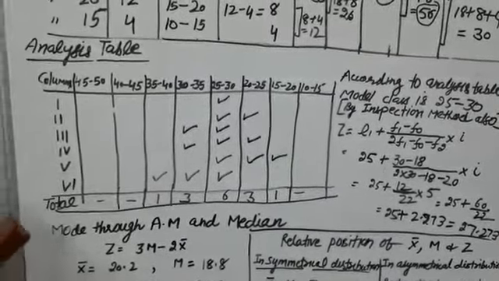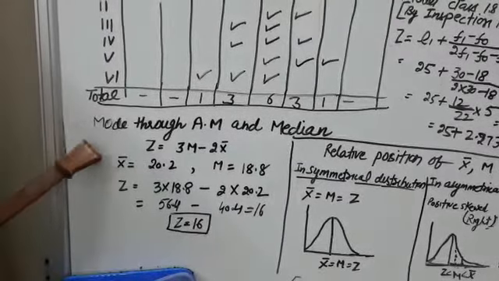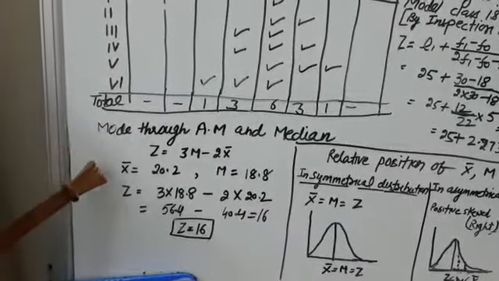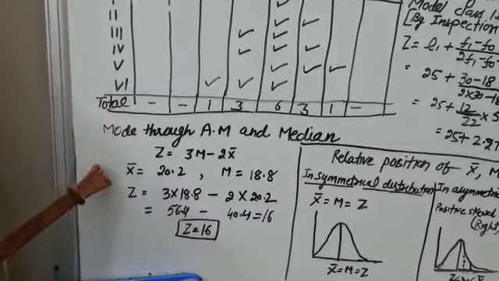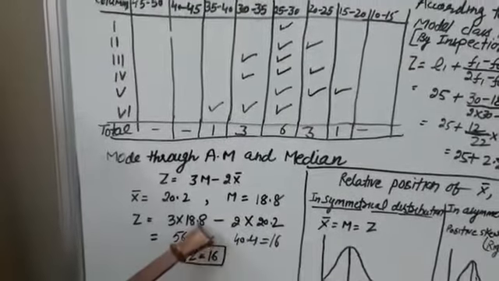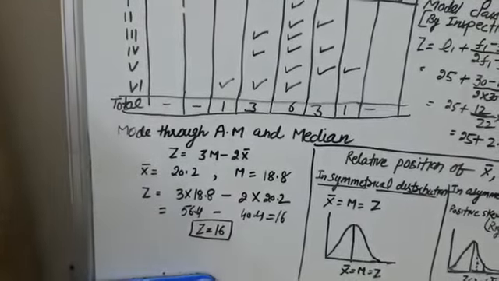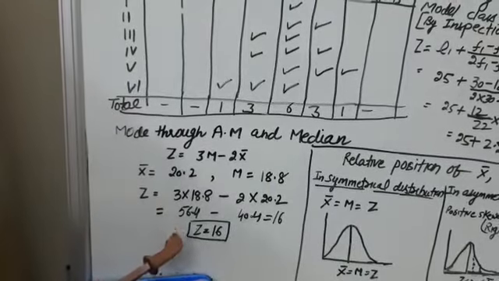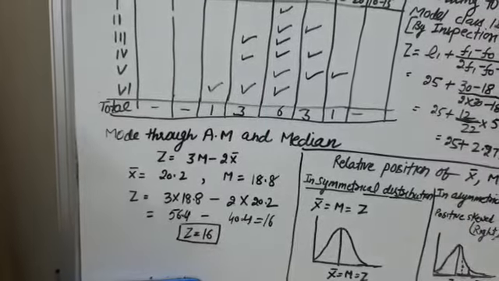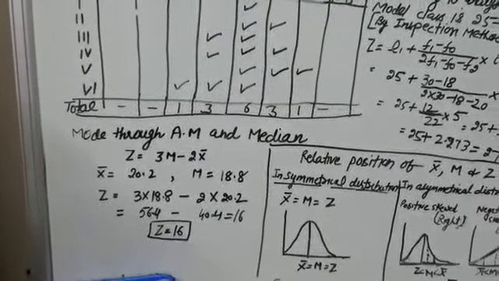Now mode can also be calculated through the arithmetic mean and median. The formula is here. Mode is equal to 3 median minus 2 mean. Suppose mean is given to you as 20.2 and median is given as 18.8. Now mode shall be equal to 3 into median 18.8 minus 2 into mean 20.2. After multiplying we get 56.4 minus 40.4, which is equal to 16. So mode is equal to 16. So this is all about the three important averages, that is mean, median and mode.